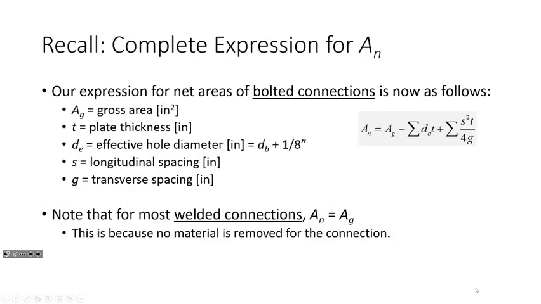Our complete expression for the net area for a bolted connection is to take that gross area, subtract the area lost due to the presence of bolts, which is the effective diameter of the holes times the associated thickness. And the effective diameter is the diameter of a bolt plus 1/8 of an inch. But then we need to add any necessary stagger factors to account for diagonal failure paths. And the stagger factor is S squared T over 4G, S being the longitudinal spacing and G being the transverse spacing. And that's our complete expression for bolted connections.